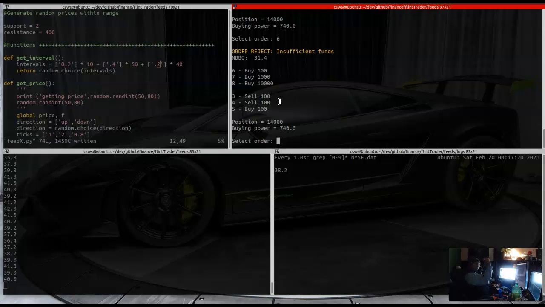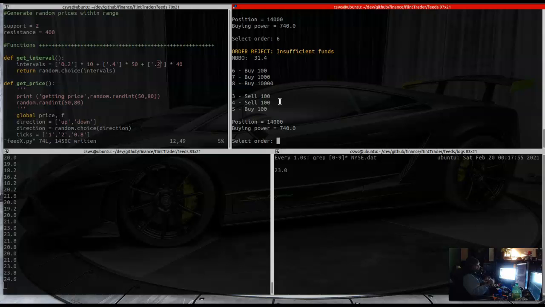But I set a support and a resistance. The support is the lowest price. If you hit that price, no matter what, the next tick is going to be up, so you're not able to go lower than that price. If you hit the resistance price, that's the price cap or the maximum price that I set, it's going to force a down tick. That'll keep you bouncing back and forth between these minimum and maximum prices.